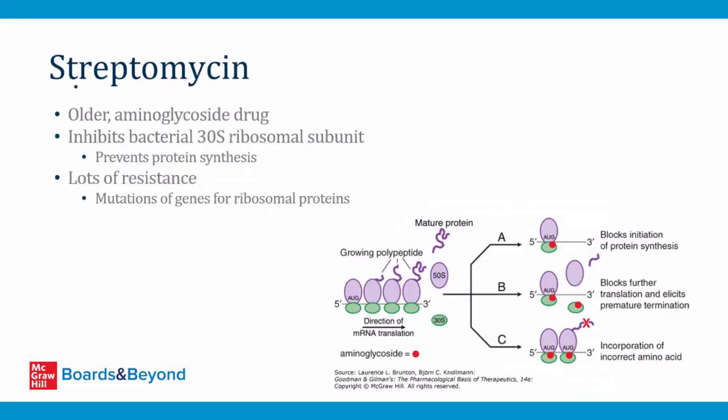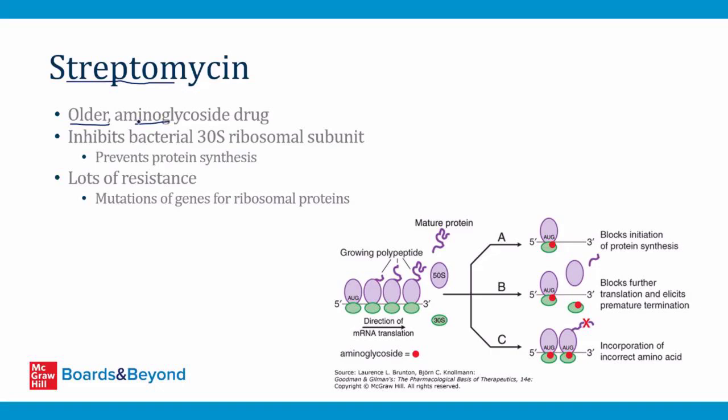And then the last drug we'll talk about is streptomycin. This is a very old aminoglycoside drug. In fact, it was one of the first aminoglycosides ever discovered, and the person who discovered it won the Nobel Prize because it was effective in treating tuberculosis. And at the time, in the 1940s and 50s, there were no treatments for tuberculosis.